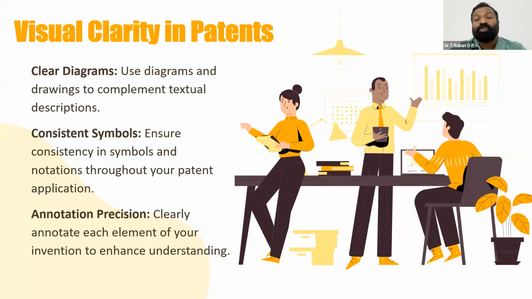Next, consistent symbols. Think of symbols as your invention's alphabet. Keep them consistent throughout your patent application, just like using the same letter for the same sound. This way, readers won't get lost in translation.